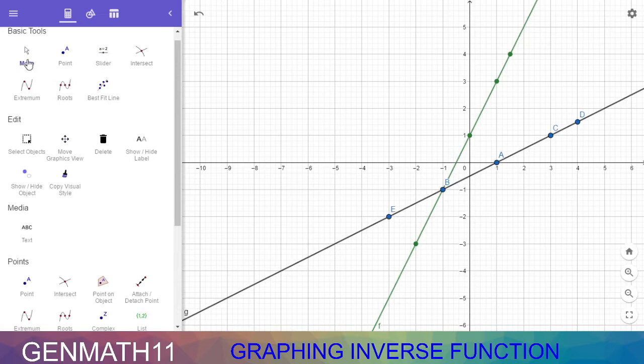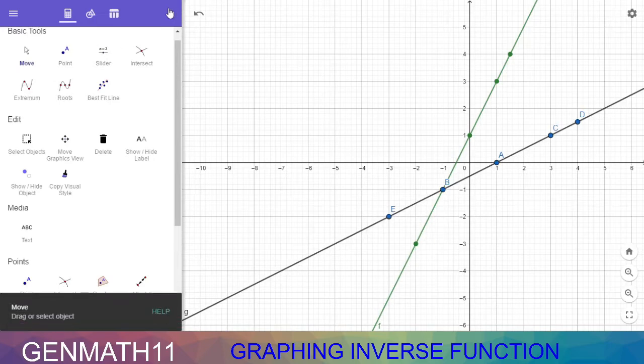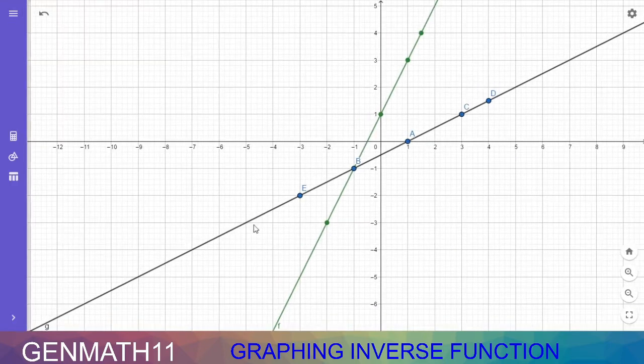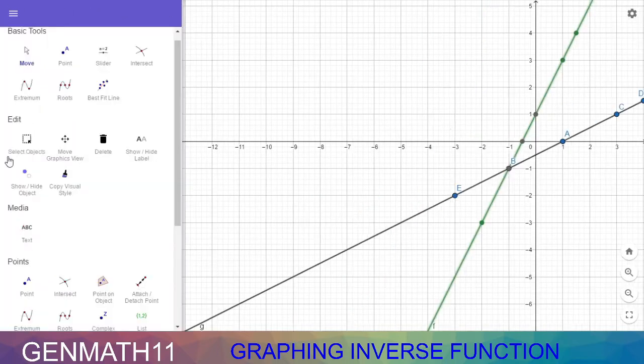So, ibig sabihin, kung titingnan natin yung graph natin, this graph, itong graph nating inverse function, is the reflection of the original function. Or, the original function is the reflection of the inverse. Okay? So, parehas lang. So, ibig sabihin, kabaligtaran lang ni original function si inverse function. So, ginraph na natin siya.